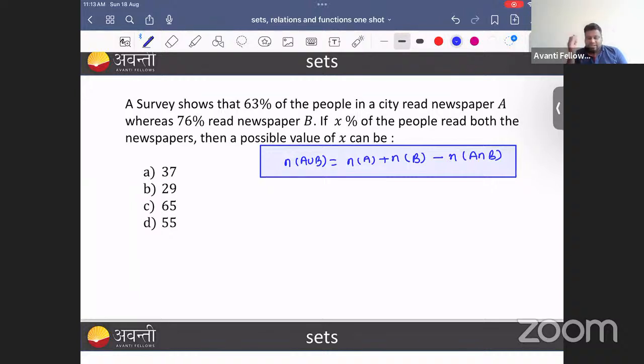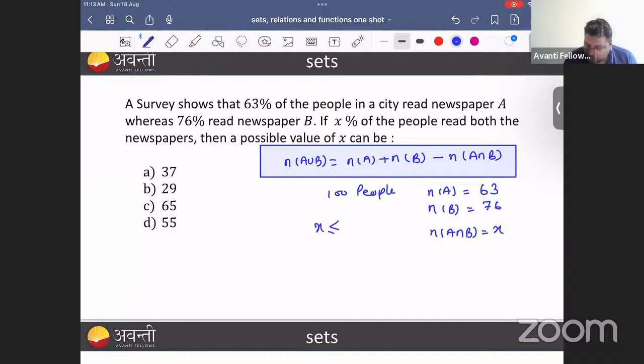Now see, it is very much clear. Let us assume there are 100 people total. So the number of people reading newspaper A is 63. The number of people reading newspaper B is 76. The number of people reading newspaper A intersection B, reading both of them, is X. Now, if all the elements of A, meaning everybody who is reading newspaper A, is also reading newspaper B, that means this X is less than or equal to 63.